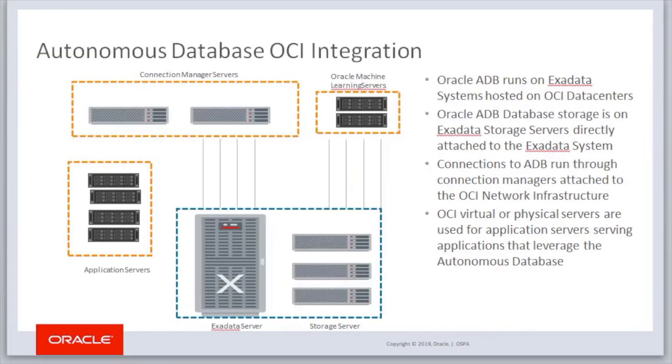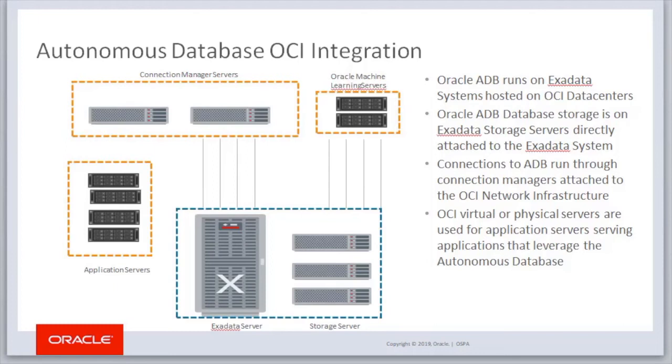As previously discussed, Oracle Autonomous Database runs on Exadata systems hosted on Oracle Cloud Infrastructure data centers. Oracle Autonomous Database storage is on Exadata storage servers, which are directly attached to the Exadata compute nodes. A complete autonomous ecosystem also consists of dedicated OCI servers that run the Oracle machine learning environments. Oracle machine learning environments can be accessed from the Autonomous Database Cloud Console or directly through the URL provided when an OML user gets provisioned.